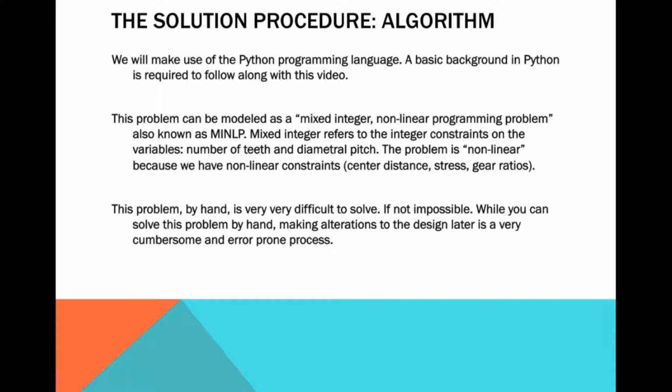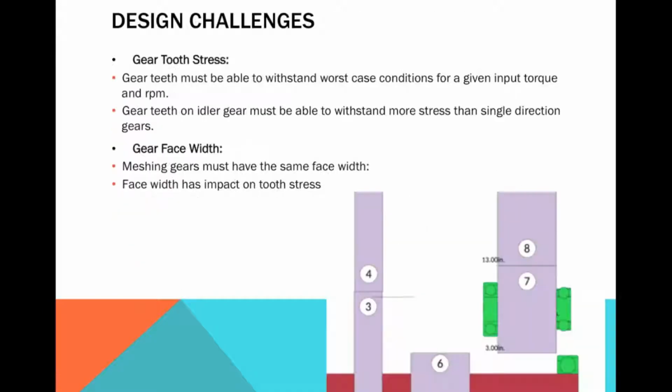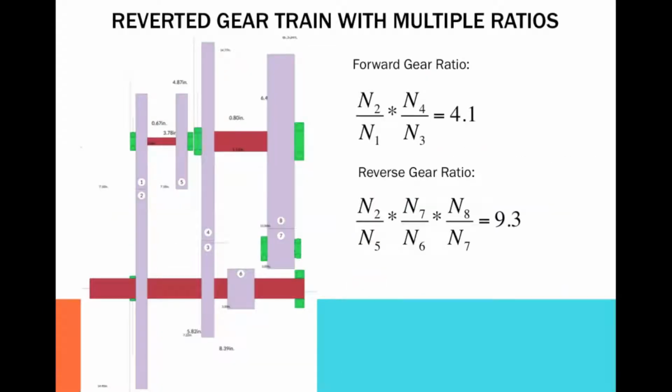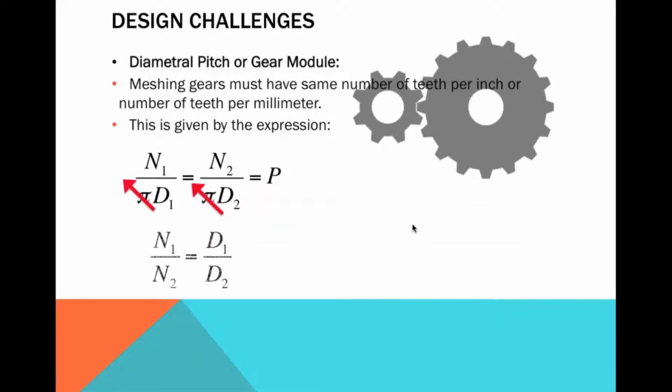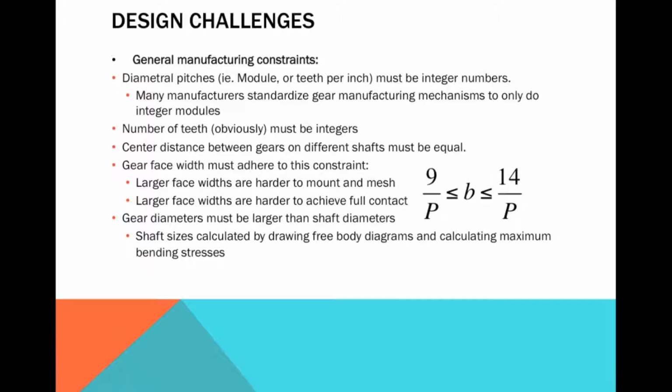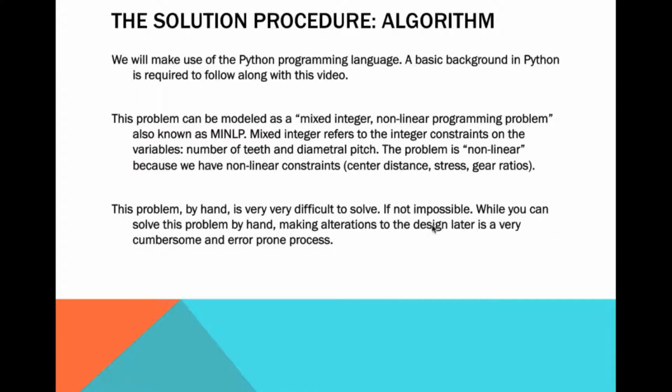And some variables are continuous, like the diameter. It doesn't matter what the diameter is, it can be irrational. The center distance can be continuous, things like that. And it's nonlinear because the gear ratio equation, if we go back, this right here, is not linear, obviously. Look at that. We have 6 variables here that are related in a very nonlinear fashion. So we can't use a linear solver. We have to use a nonlinear solver.